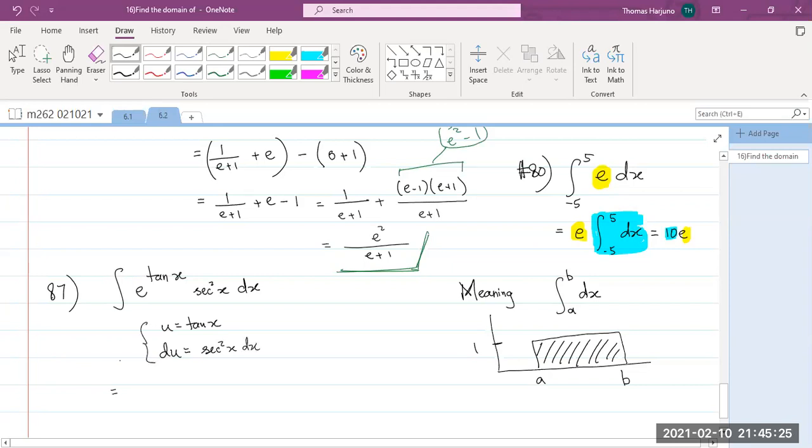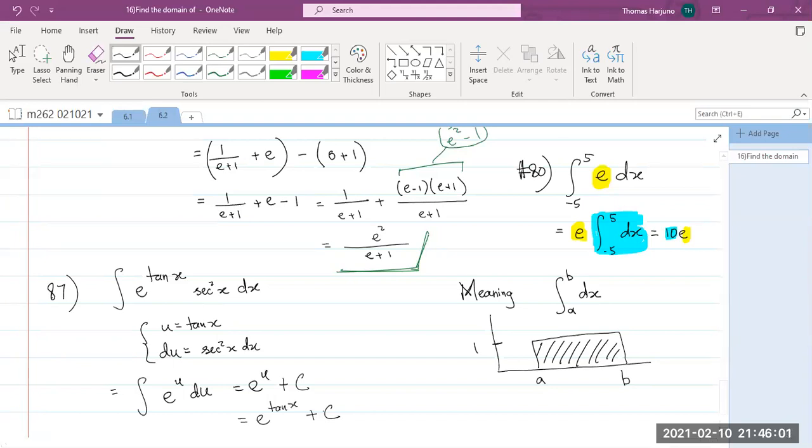Basically it follows the following procedure, which is true in daily life: if you see something ugly, you substitute. That's why you don't want to be ugly, because you will be substituted. So this is the integral of e to the u du. That's e to the u plus a constant. That's e to the tangent x plus a constant. Wow, that was it.